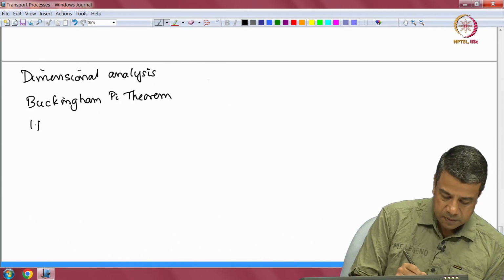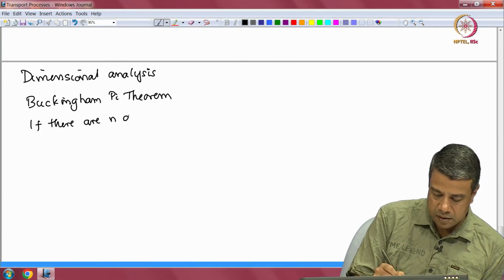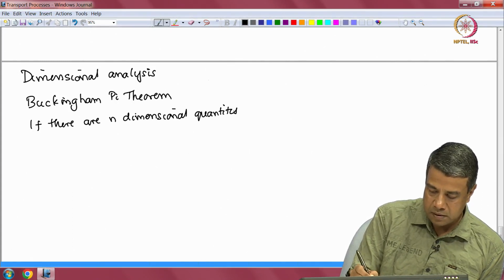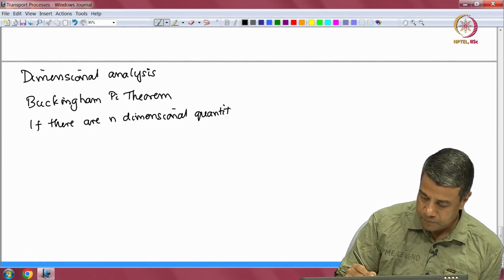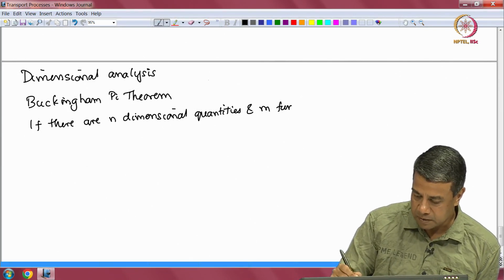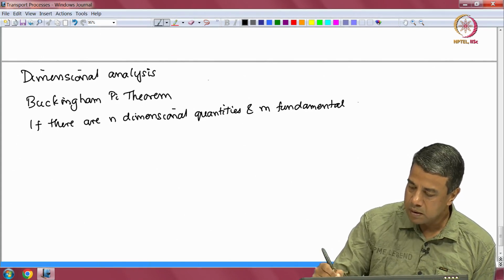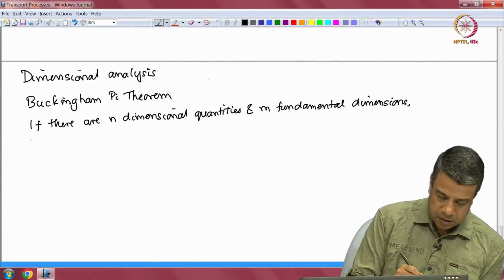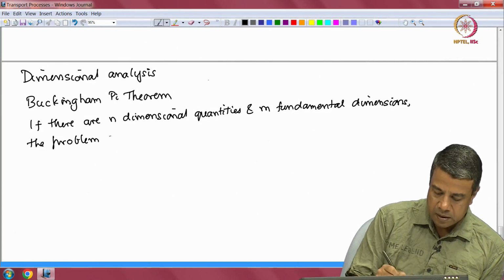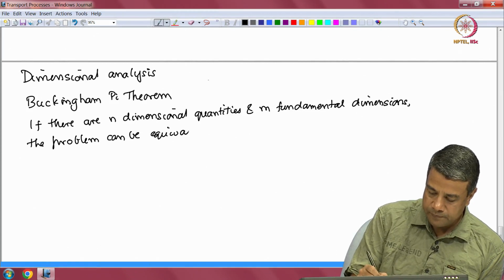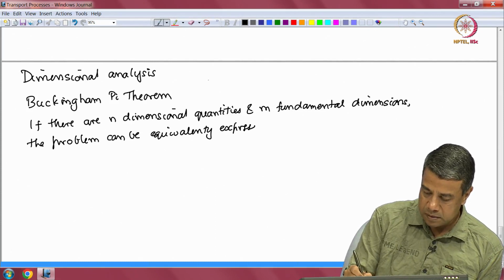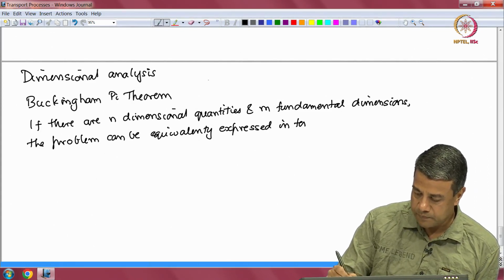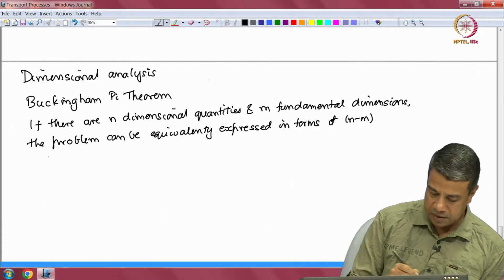And this states that if there are n dimensional quantities and m fundamental dimensions, the problem can be equivalently expressed in terms of n minus m dimensionless groups.